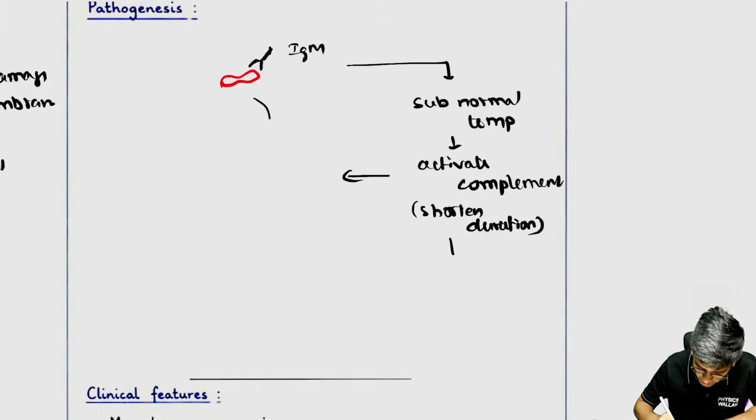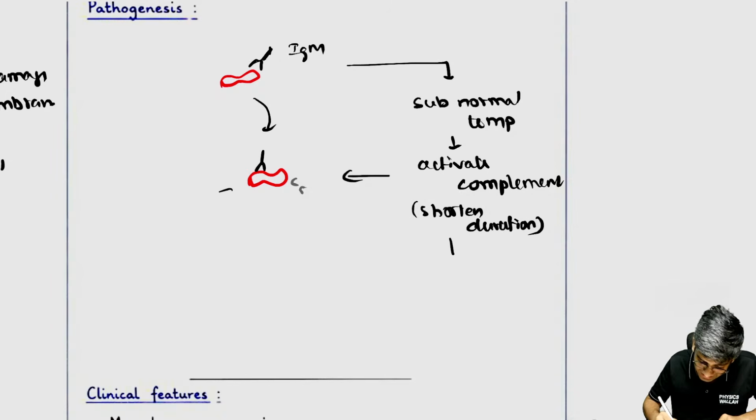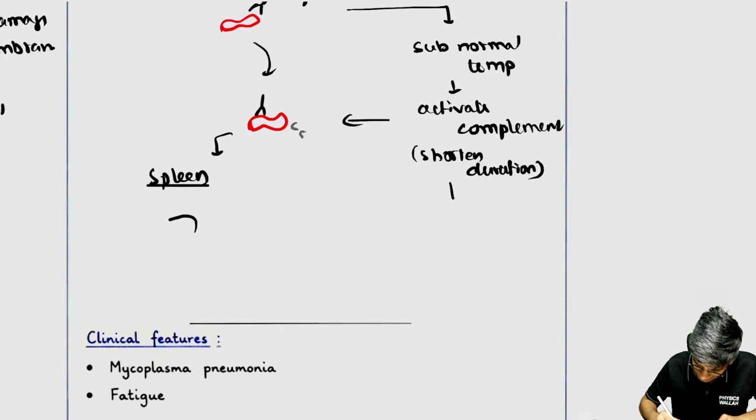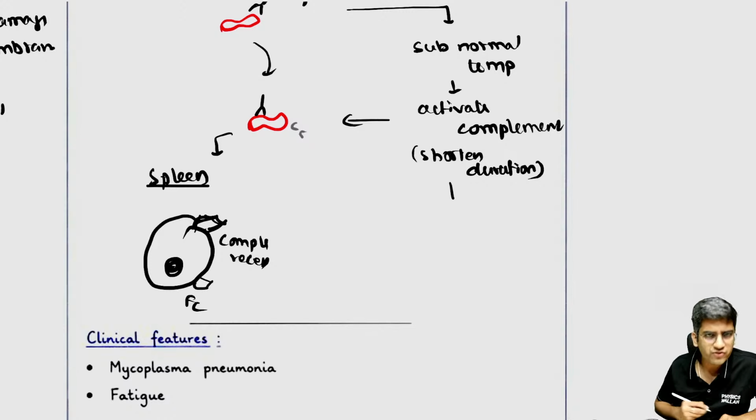So short duration, because of that, what happens? You will have not just your IgM bound to it, on top of that, you'll have complement factors. You can write C3, you can write C5. They are also bound, right? So when this RBC goes via the spleen, I have littoral cells. The only thing here is I have two ways to attach. One is I can have a complement receptor, I can bind to the complement which is attached to it. Or as usual, I have the FC receptor for immunoglobulin, right?